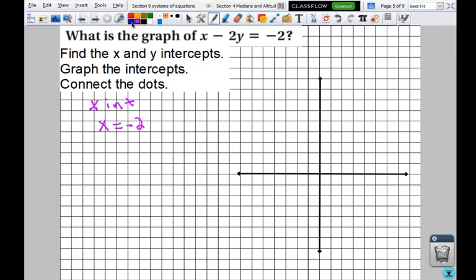Okay, so I found my x-intercept. I need to find my y-intercept. I'm going to ignore my x and just go negative 2y equals negative 2. And then we have to solve by dividing by negative 2. We're going to get y equals positive 1, because negative over a negative is positive.